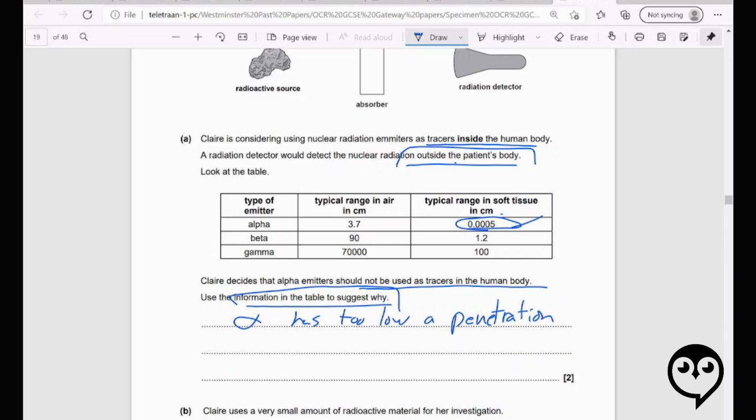I'm not sure what they're looking for, and I don't have a mark scheme for this. So either they're looking for, well, obviously gamma has better penetration, so we would want to use gamma. Gamma is better. Okay, or maybe you might say, hey, alpha has got high ionization properties, and that could be a problem inside the patient. Although that's nothing to do with the table. I might suggest alpha's too low, gamma's better.